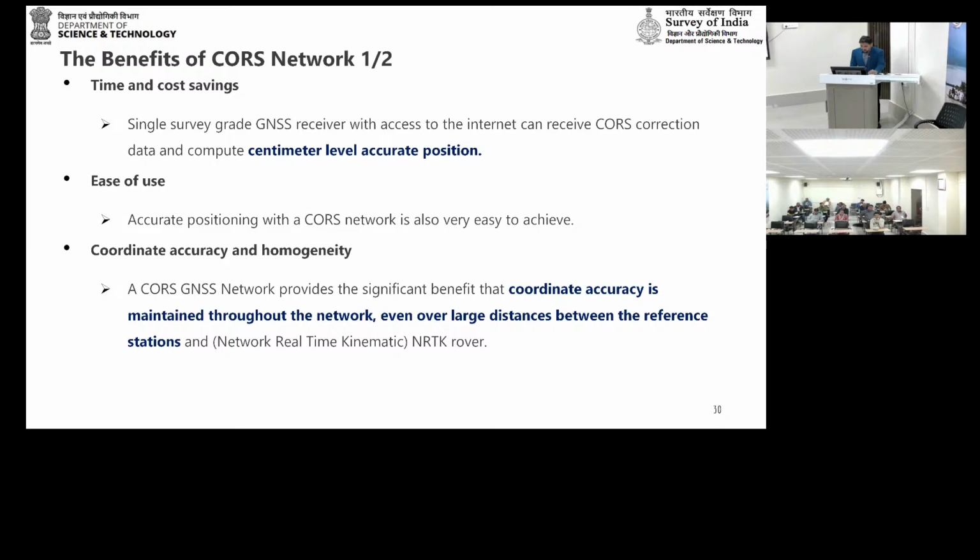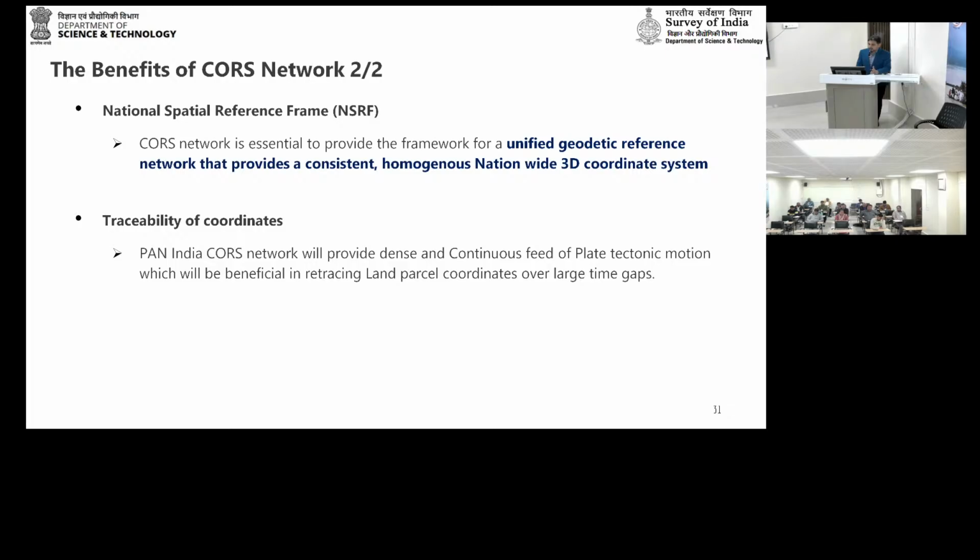The generated location also has accuracy and homogeneity. It is in the national reference frame, and it does not depend upon the distance. There is homogeneity, and accuracy is also there. The data is also in the national frame, meaning you can use this data all over India. We get a location in the particular reference frame. And we also study plate tectonic motions with the help of CORS, which is beneficial for tracing land parcel coordinates over large time gaps.